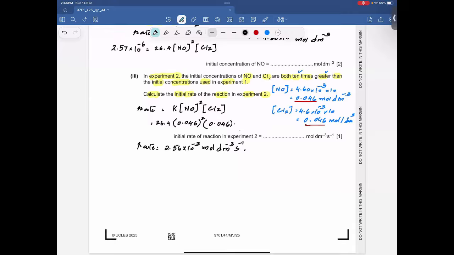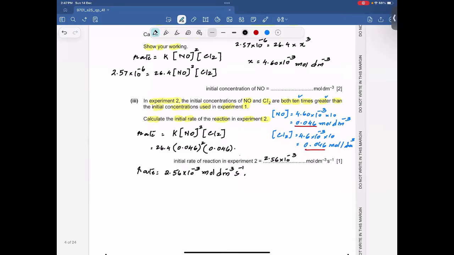So its answer is 2.56 into 10 to the power minus 3. And the answer for the concentration of NO is 4.60 into 10 to the power minus 3. Let's move on to the next part of the question.